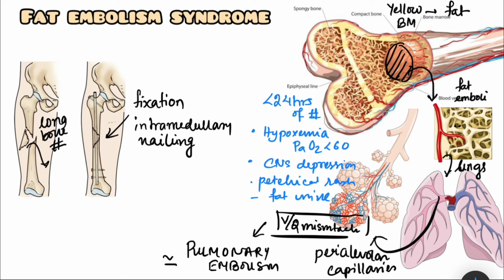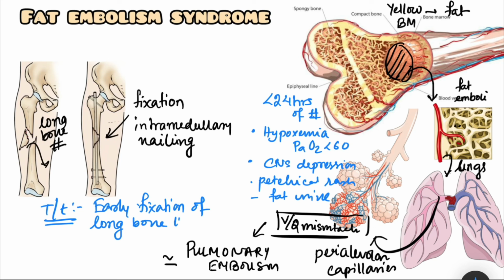Now, what is the treatment of this? The treatment of fat embolism syndrome is basically early fixation of long bone fractures, and if possible using external fixators.